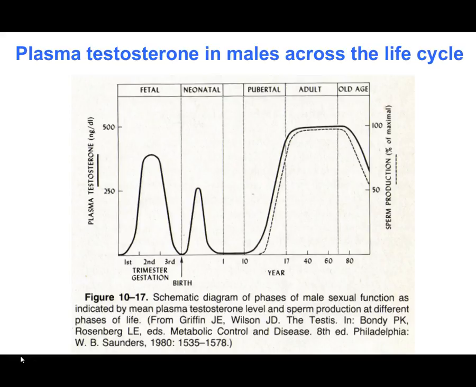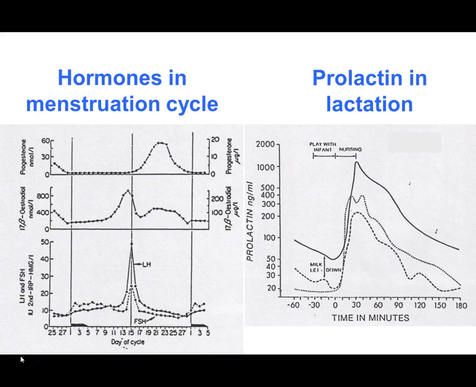This slide shows the plasma testosterone in males across the life cycle. It's high during fetal life, low at birth. It has a peak in neonatal life. It is very low in early life between 1 and 10 years old, and increases during puberty to reach a stable value in adulthood and decrease at old age.